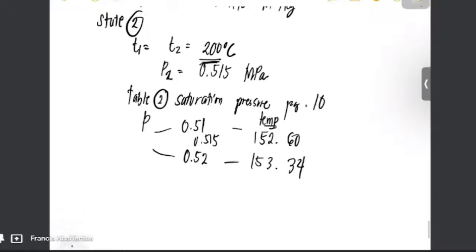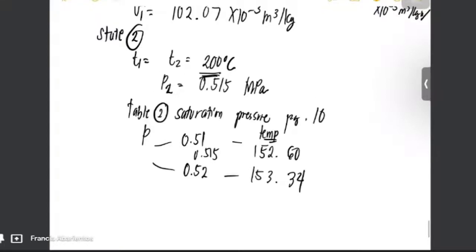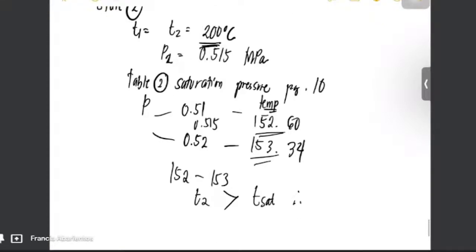Kahit hindi natin i-interpolate yung temperature at 0.2, makikita nyo, class, dito sa mga values nila. Ang values ng temperature niya nagpo-fall between this value. But yung temperature natin is greater than this one, automatically, this is a superheated vapor. Okay? Superheated vapor.